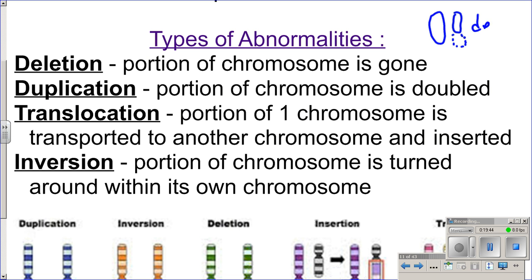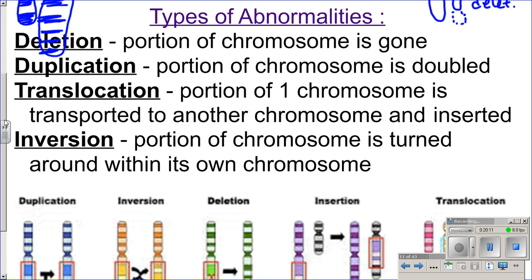So this was our deleted. Duplication might be on my chromosome. I had blue, white, blue, white, and so this is just painted. But to duplicate that, I would just really double the imagery here. And then secondly, blue, white, blue, white, blue, white. So duplication is just a duplication of the DNA. Translocation, like I said, it's transported, so move. Location is what translocation means. And it's going to be inserted on another chromosome location.